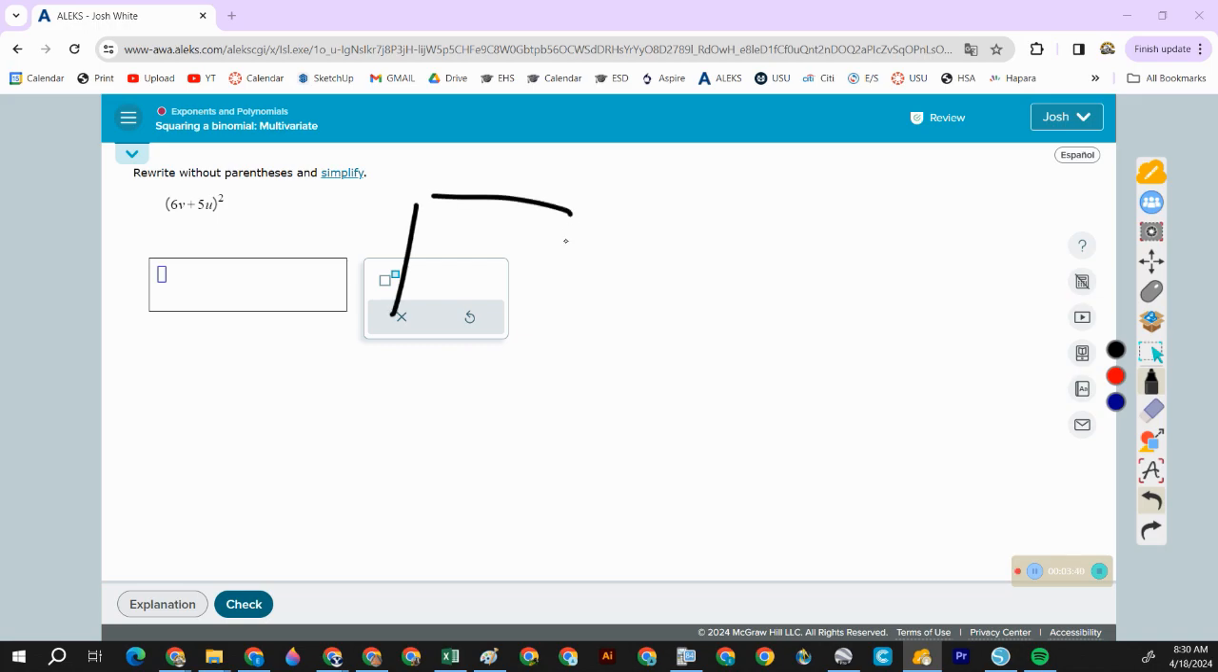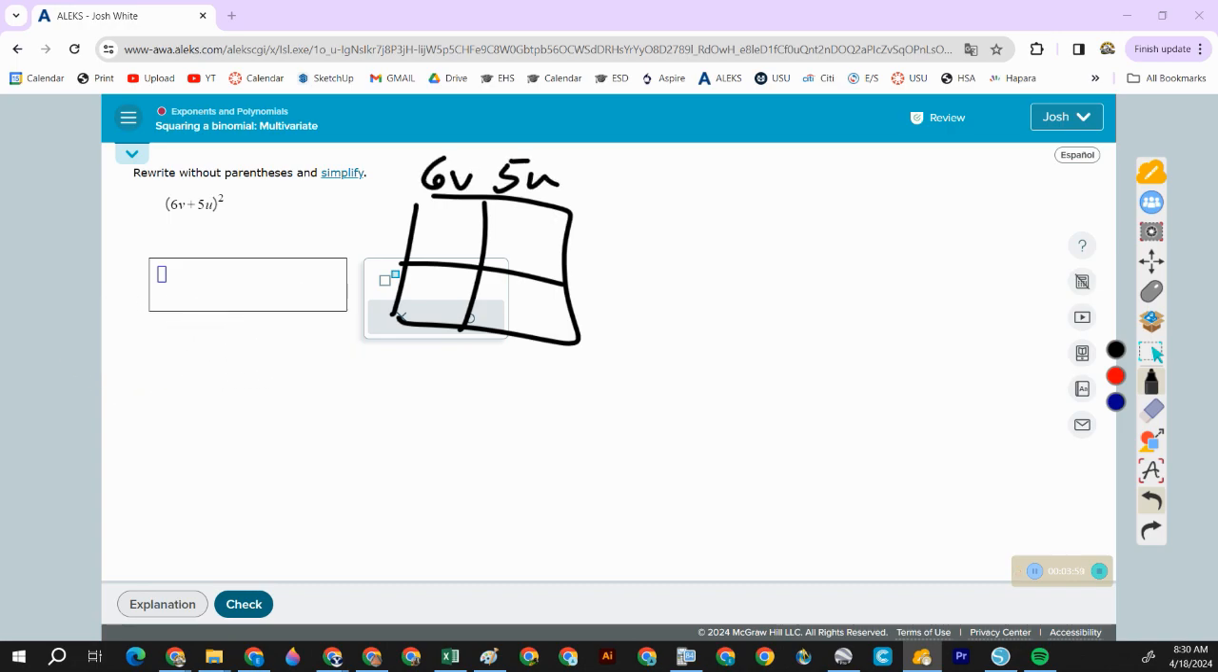So here, what is 6v plus 5u times 6v plus 5u? You might say 36v squared plus 25u squared. But it turns out it doesn't work that way. So I need to put these in the box.